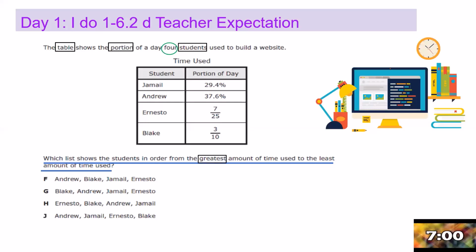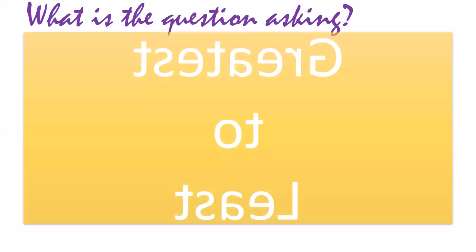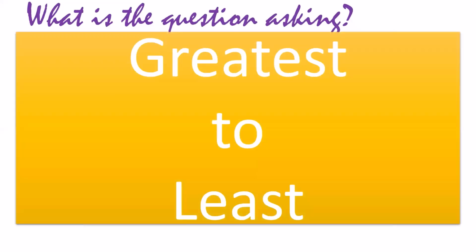I would next box in greatest and least. This lets me know that I need to order my data or my information from greatest to least. What is the question asking? The question is asking for us to order our data or our values from greatest to least.